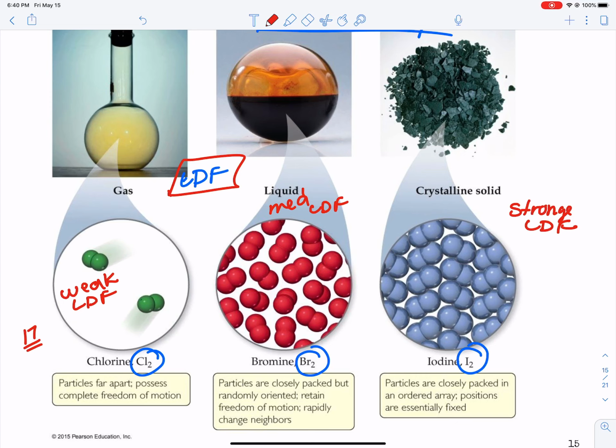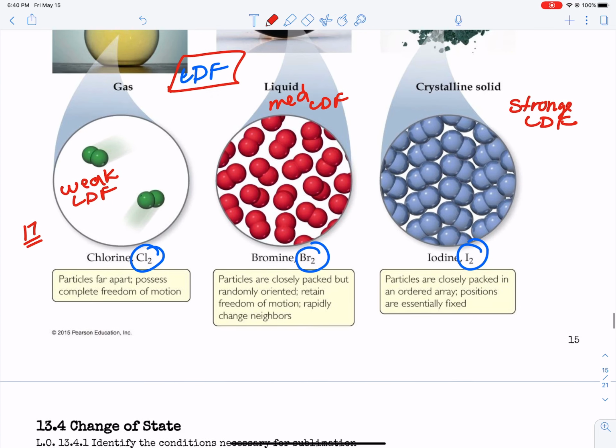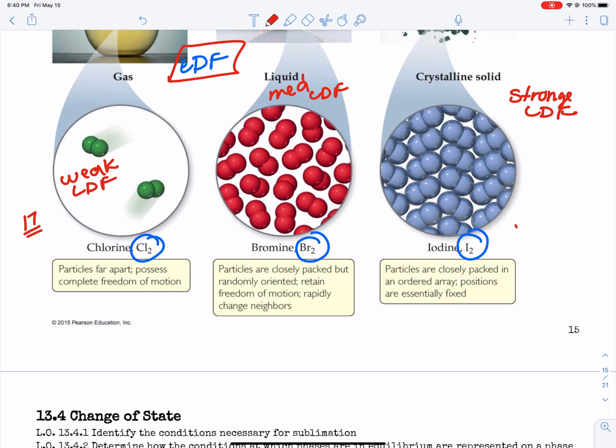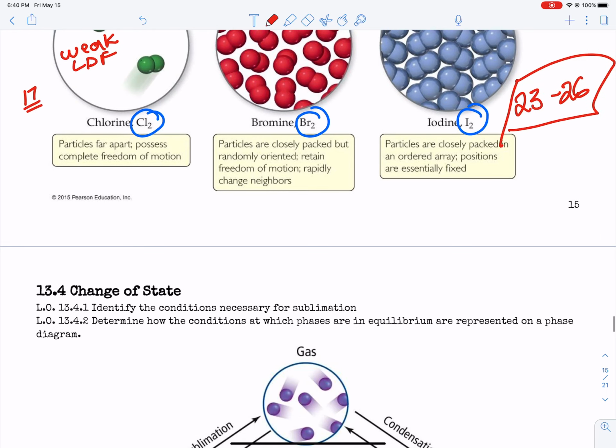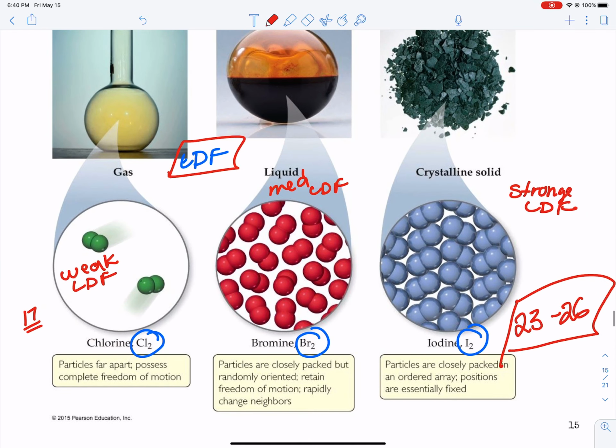Okay, your homework from this section is not much. It is 23 through 26. Again, there's not a lot of problems here. It's just multiple choice, trying to see if you understand these. And we only have one more video after this. So we'll begin next week with a video on the changes of state. And that will wrap up the notes packet for chapter 13.